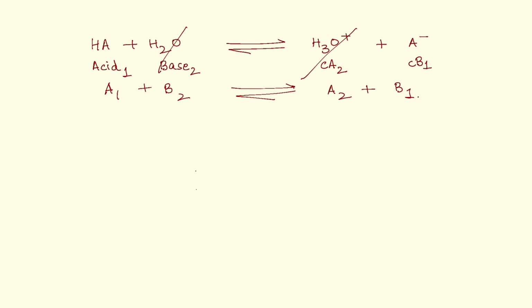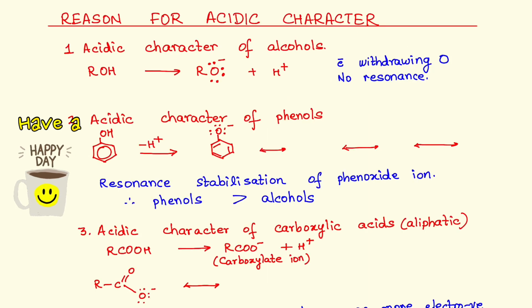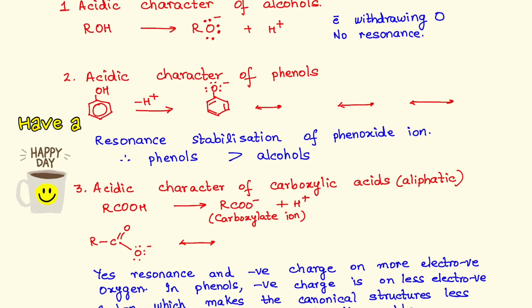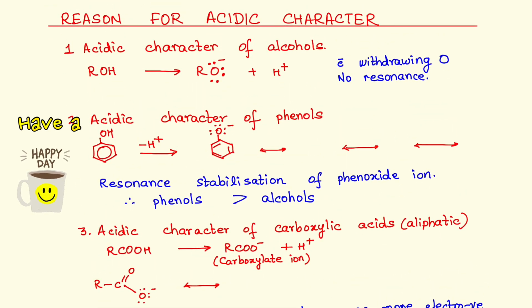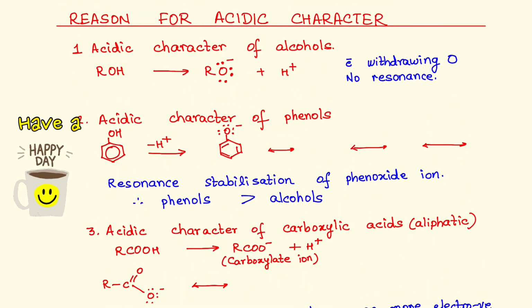What stabilizes compounds in organic chemistry? You've done so much of, yes, resonance. So, we are going to check whether the corresponding base which has been formed by the loss of a proton is stable or not stable. So, we are going to be on the lookout for resonance to check the stability. Based on that, we are going to compare the acidic character of a lot of compounds: alcohols, phenols, carboxylic acids, substituted carboxylic acids, and so on.